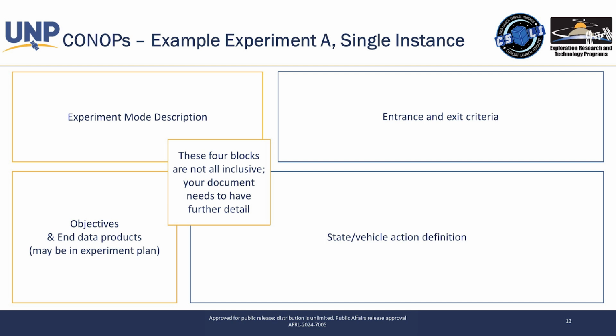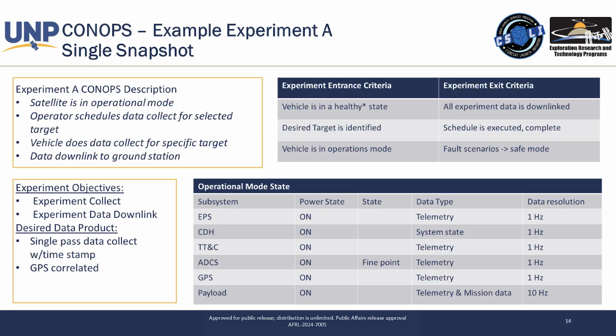So in describing this experiment, this is one way that we can do it. These 4 blocks here kind of describe the high level detail of what may be included in here, but it doesn't necessarily go through what the full experiment plan is. So you may need to have a bit more detail on here, but we'll talk about the mode, what objectives and end products we are expecting to accomplish and get out of here, what is your entrance and exit criteria for each of these experiments, and what state is your vehicle going to be in and what actions are you going to take.